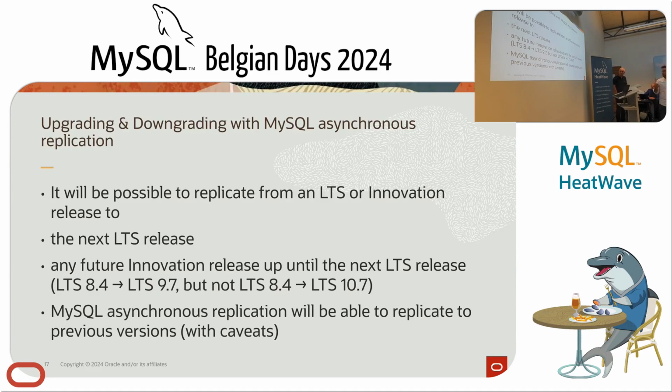Like Geir was saying, doing some sort of downgrade, even if it's from LTS 2 to LTS 1, downgrading via replication can probably work in a lot of situations as long as you follow some specific rules, like rely on row-based replication. Make sure that you're not using new features from the LTS 2 that don't exist in the LTS 1.